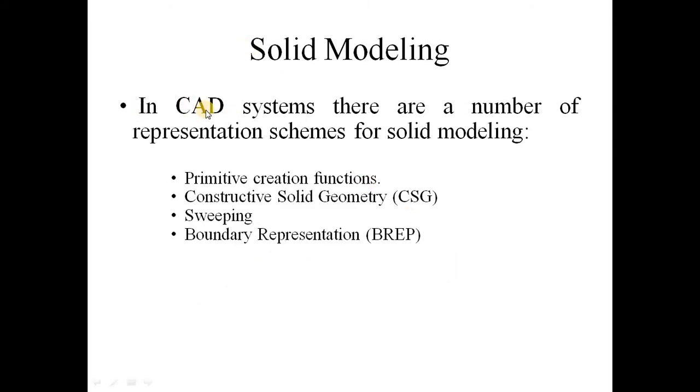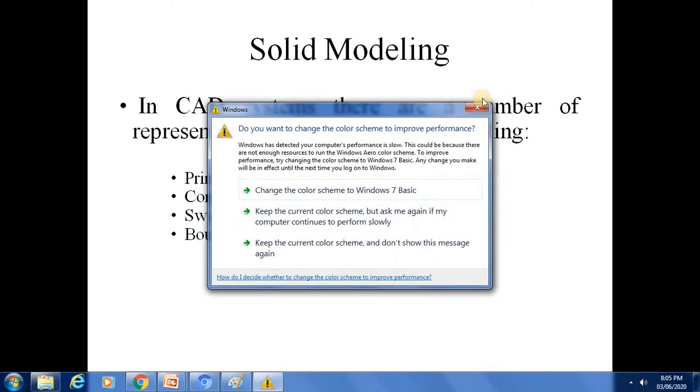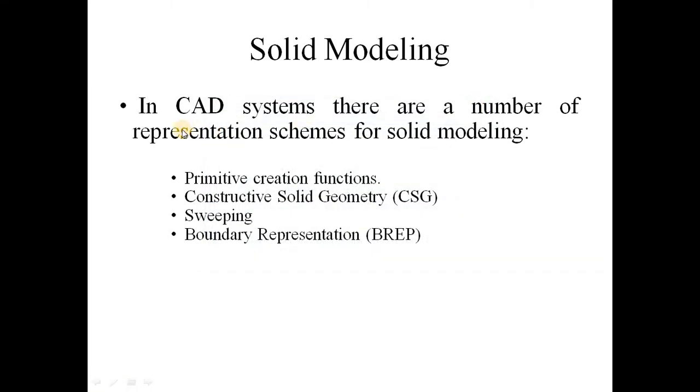Now in CAD systems or modeling software, there are a number of representation schemes for solid modeling. Solid models are made by using various schemes, and those schemes are primitive creation functions, constructive solid geometry, sweeping and boundary representation. So these are the 4 very important schemes by which any solid model can be constructed. We'll see these schemes one by one.